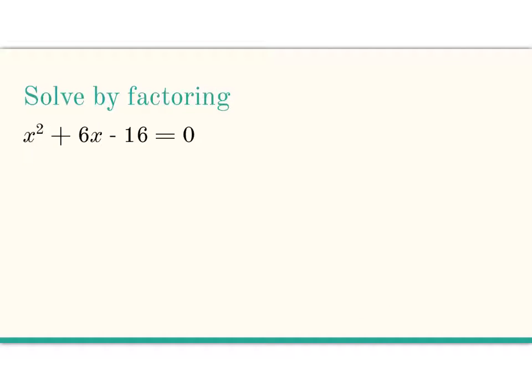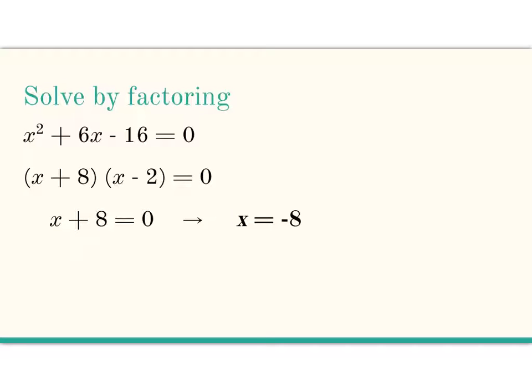Let's do another example. Here we have x squared plus 6x minus 16 equals 0. We're looking for two numbers that multiply to make negative 16 and which add to positive 6. Those numbers, you might have realized very quickly, are positive 8 and negative 2. 8 times negative 2 is negative 16. 8 plus negative 2 is positive 6. There are your two factors, x plus 8 and x minus 2.